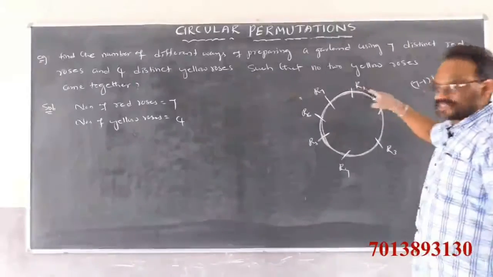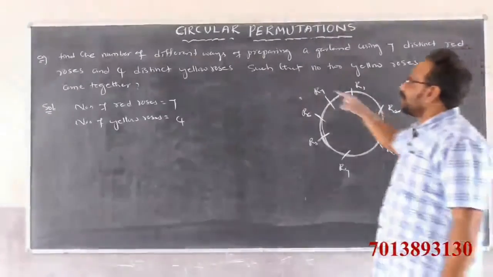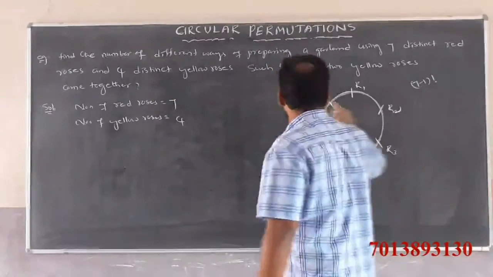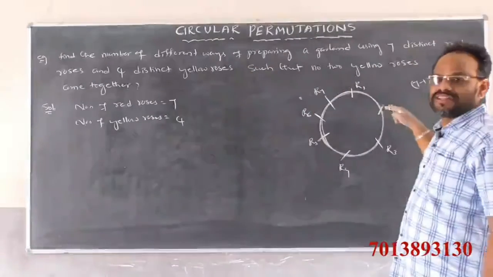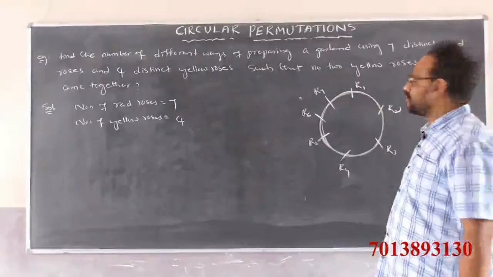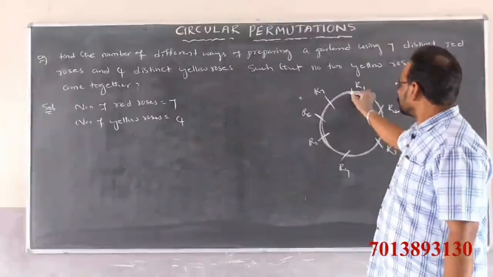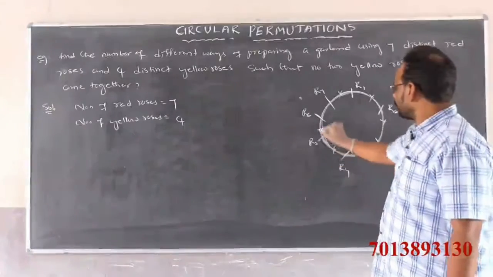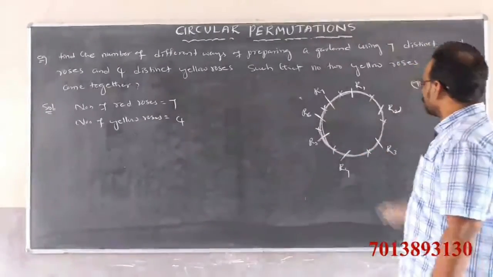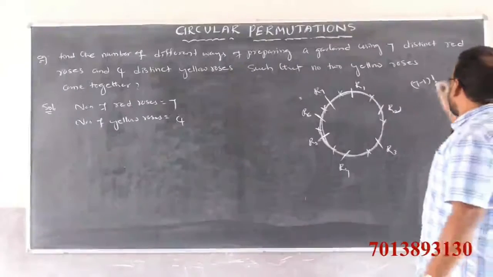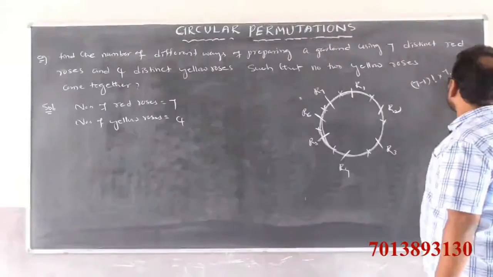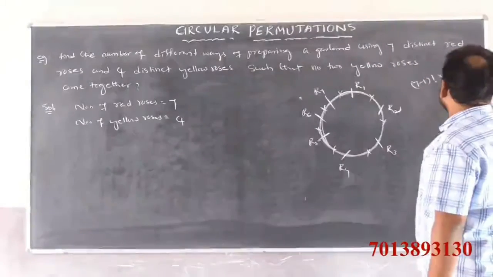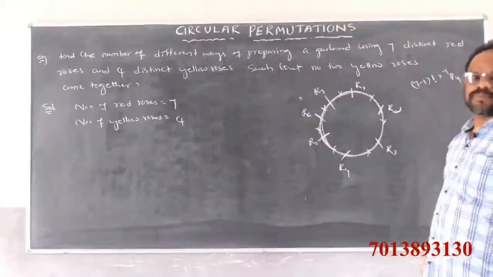In between the gaps, we arrange 4 distinct yellow roses. How many gaps? First count them: 1, 2, 3, 4, 5, 6, 7. We have 7 gaps. How many ways to fill these 7 gaps by using 4 distinct yellow roses? That is clearly 7P4.